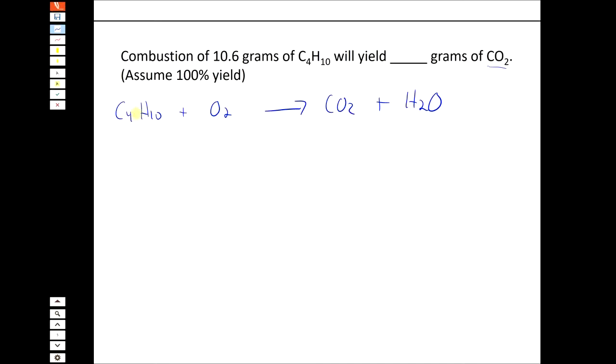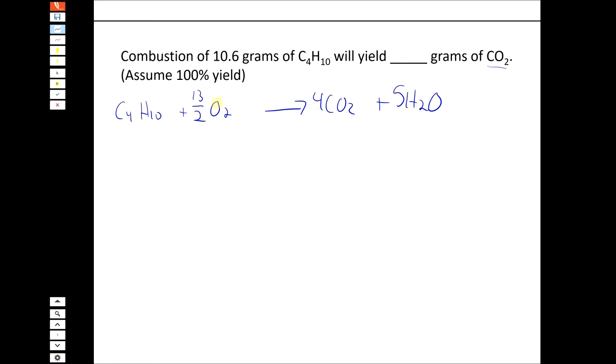So C4H10 has 4 carbons, so it's going to form 4 CO2s, and then 10 hydrogens, so it'll form 5 water. So that's the ratio that's important, 1 to 4 to 5. If we want to completely balance this, we need the O2 as well, so it's going to be 8 plus 5 is 13. So for O2, it would be 13 over 2 to have 13 oxygens on both sides. So if we wanted to get full numbers for this, we'd have to double everything, but we can leave it like this also, especially since we don't need to worry about O2 in this problem, which is in excess.